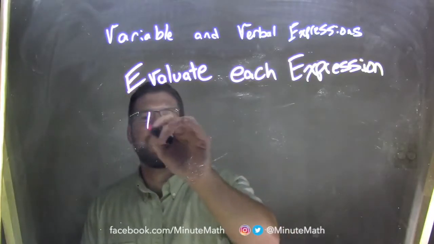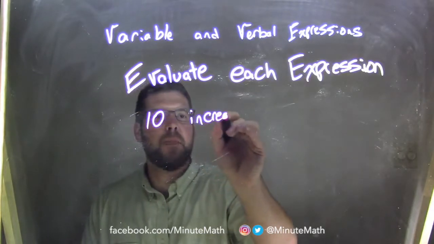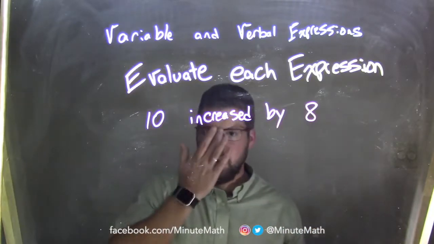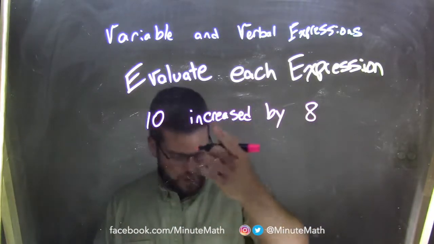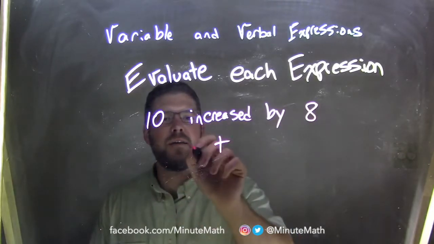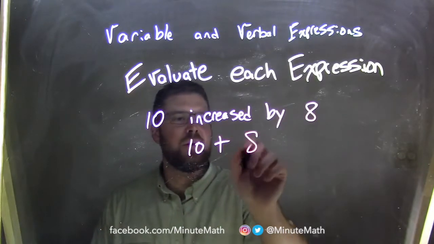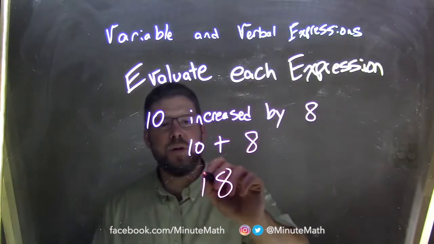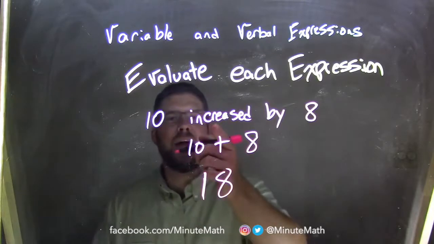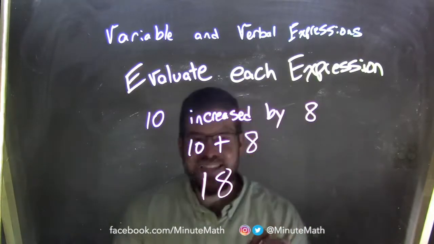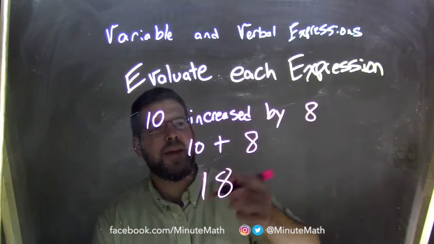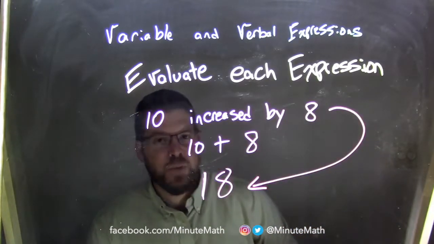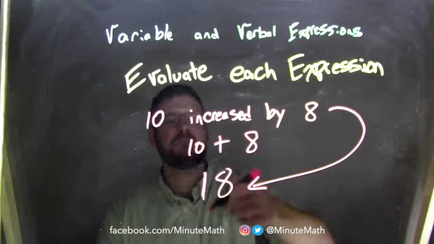I was given this expression, 10 increased by 8. So 10 increased by 8. We're going to take 10, we're going to increase it by 8. Well, increase being addition, 10 plus 8, 18. So 10 increased by 8, we're taking that increase, realizing that that's addition, right? Increase being addition, we get 18. We're taking that verbal expression, evaluating it, and making it into 18. So 10 increased by 8 is 18.